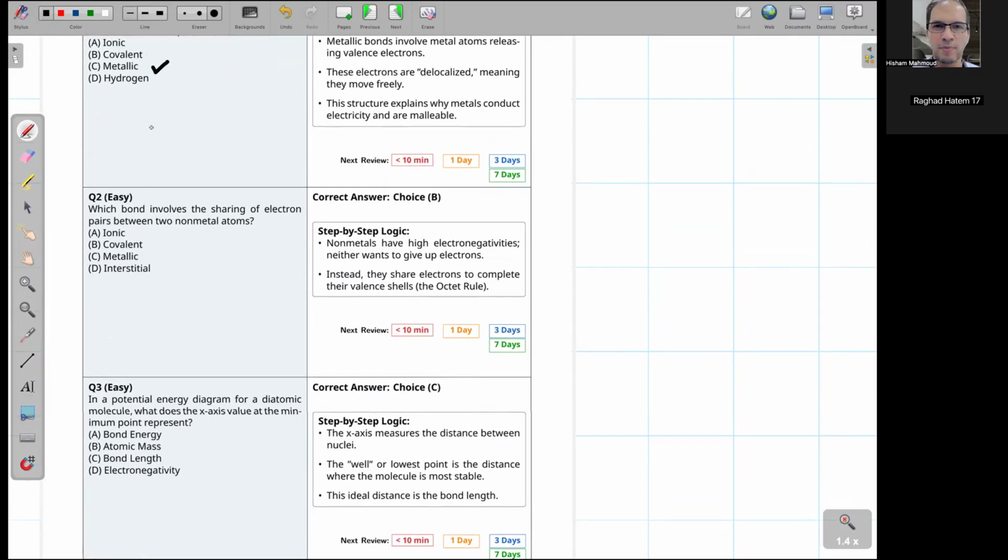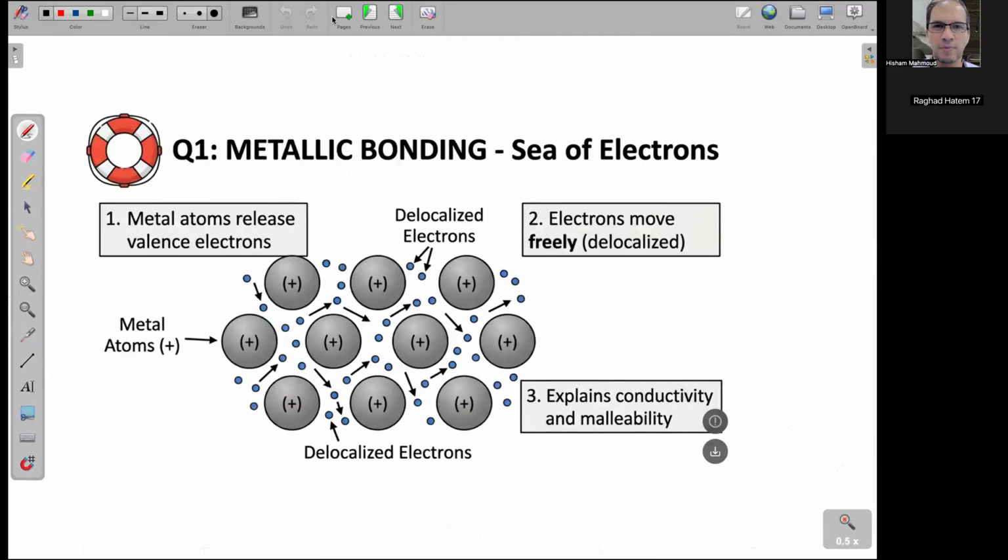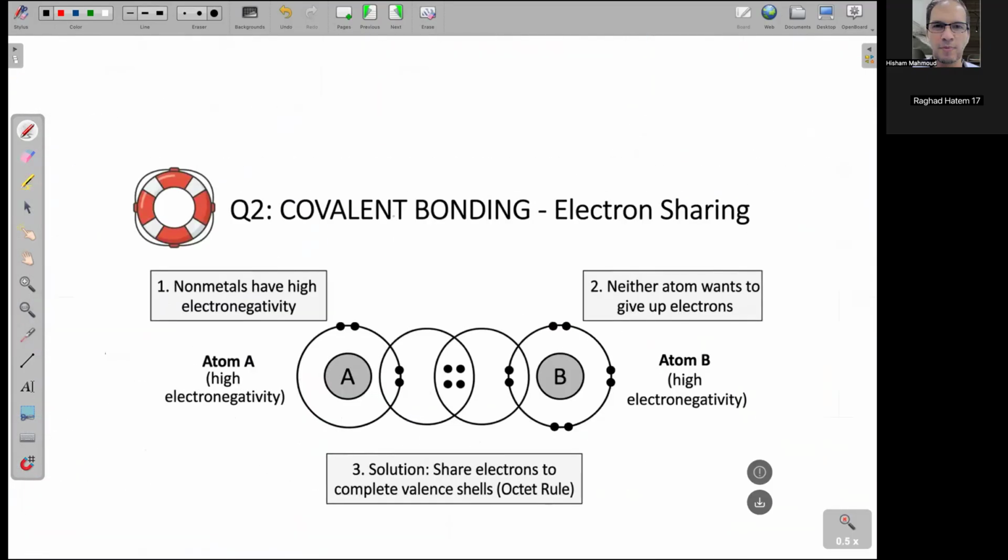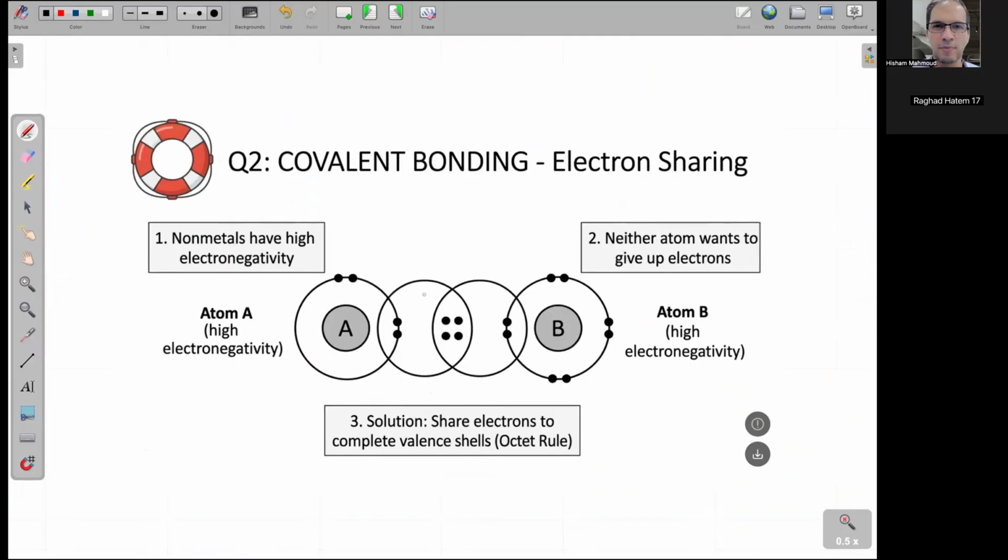Which bond involves the sharing of electron pairs between two non-metal atoms? Is it the ionic, the covalent, the metallic, or the interstitial? It is the covalent, that's correct. We know that in the covalent bond, there is a sharing of electrons. So I have two or more non-metals sharing the electrons between them. Non-metals usually have high electronegativity.